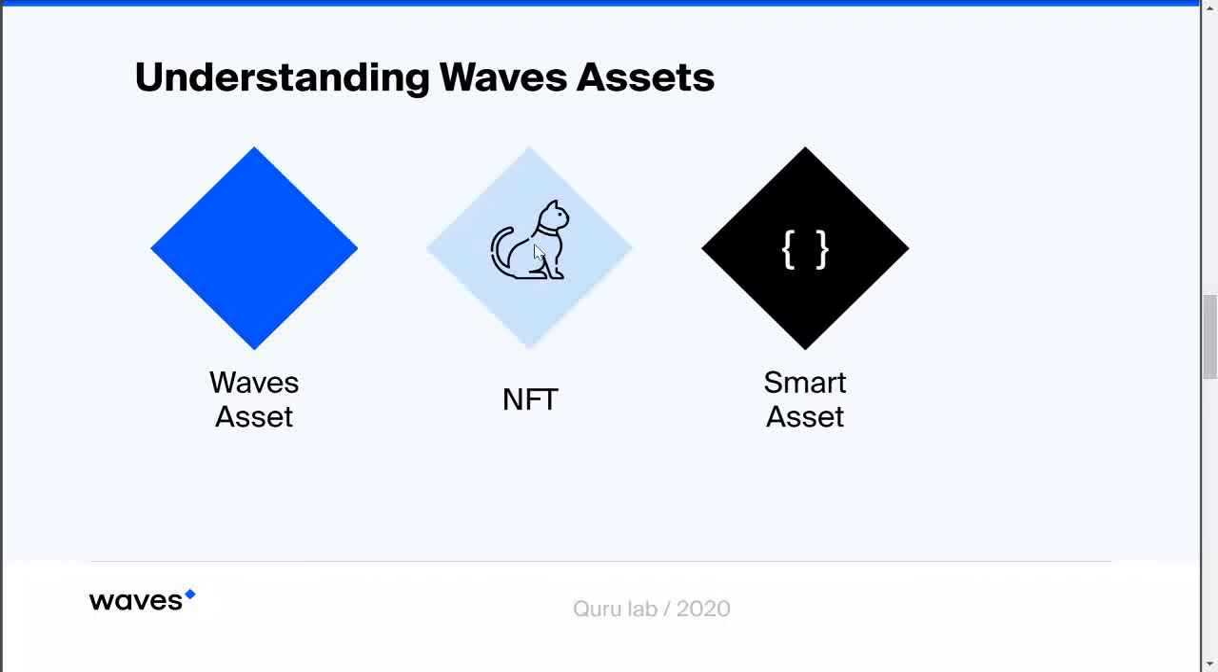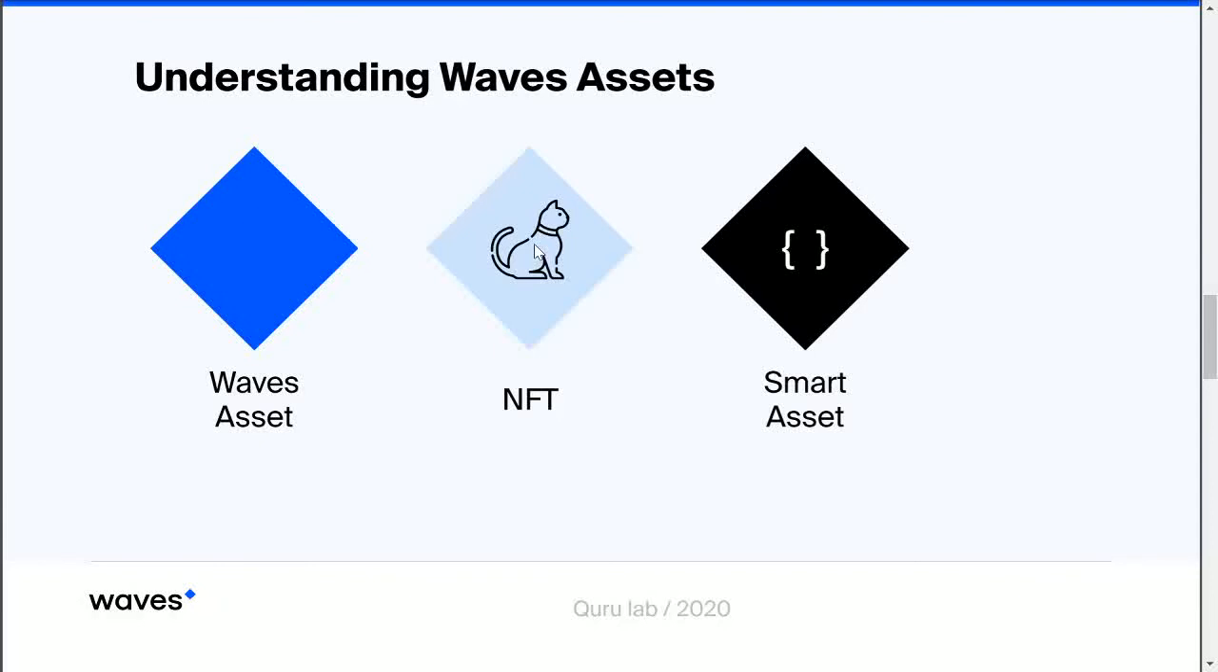This is mostly important for anyone that is looking to build games that use the Waves blockchain technology, because a non-fungible token can be used to represent a character in your game. So there is no way there will be two of that character in a single game. Any character you have on your game is going to be unique.